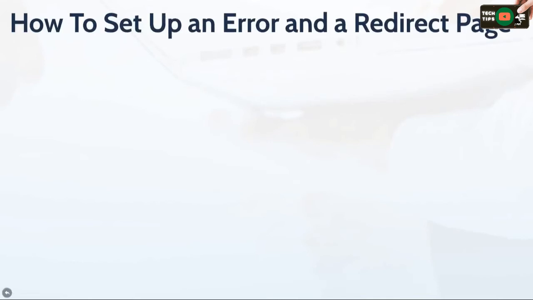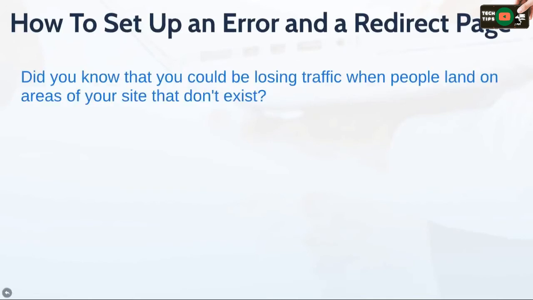About how to set up an error and redirect page. So did you know that you could be losing traffic when people land on certain areas of your website that don't exist? In other words, over the time and over the years of maintaining your website, you'll have pages and elements, videos, zip files, whatever, that will disappear on your website. And what will happen over the years is they will be indexed by Google, and if somebody clicks on that through Google and they come to your website, it will lead to what we call a 404 error page.